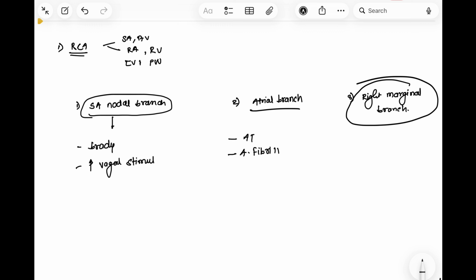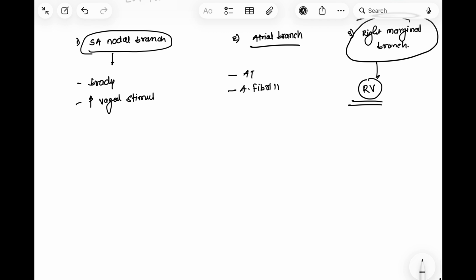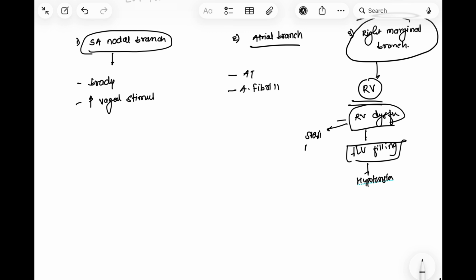Now this right marginal branch is one of the most important branches in terms of MI. Now where does it supply? So right marginal branch supplies blood to right ventricle, right? And right ventricle plays a very important role for preload. Now suppose if the right marginal branch is compromised, what will we get? We will be getting right ventricular dysfunction, and this will lead to decrease in LV filling, right? So this will cause hypotension, and due to right ventricle dysfunction, there will be stasis of blood in right ventricle. So there will be increased JVP.